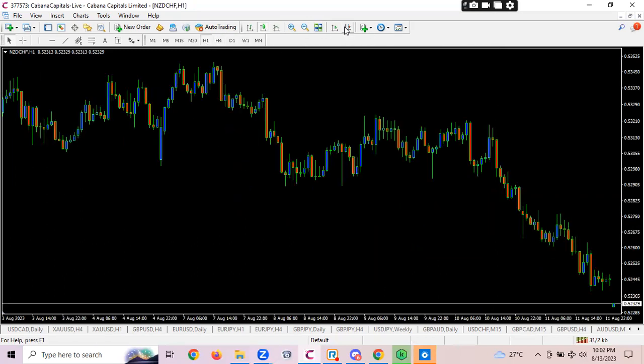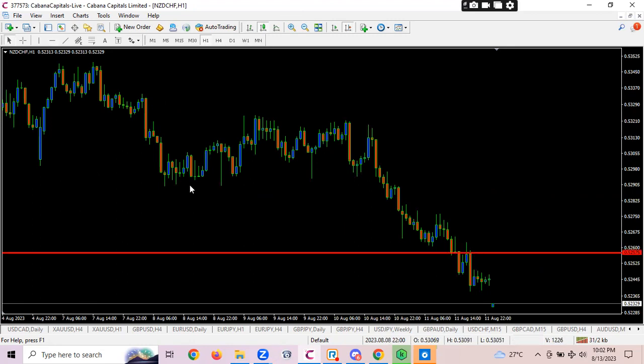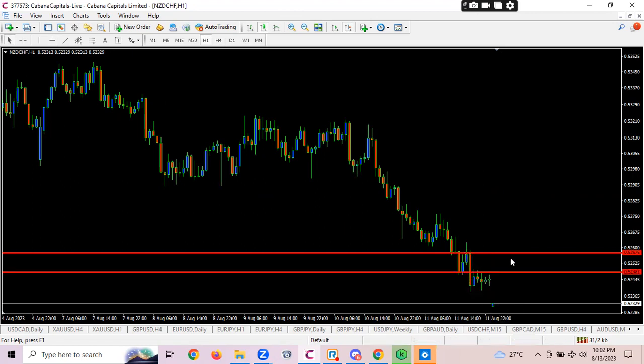Let's see what we had on 1 hour. At the moment, like I said, the trend is still bearish. If you are considering buying, price should break this resistance. The 4-hour candle should close above this zone before you consider buying. That's my take on New Zealand CHF.